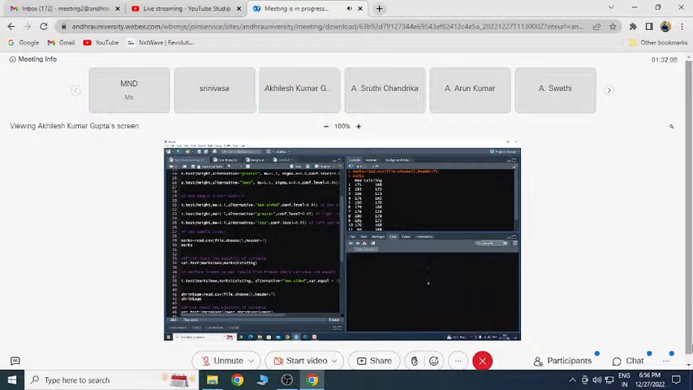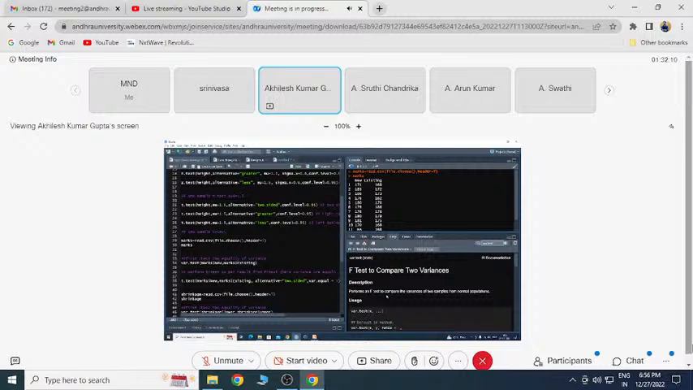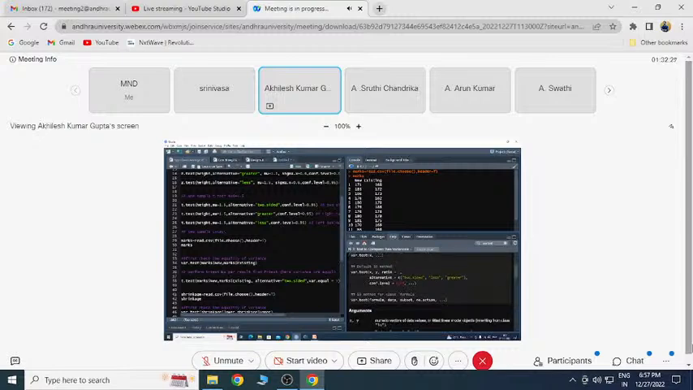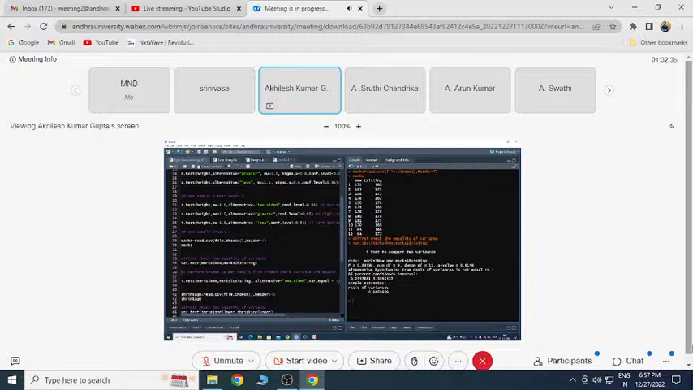See, it performs an F test to compare the variances of two samples from a normal population. So you have to give your X and your Y, and whatever other things you want to give. If you don't want to give them, leave them as default. It will take the default and give you the result. You don't have to worry about it. So here I have just given the two variables, my X variable and Y variable. I ran the command and I got the F test to compare two variances.